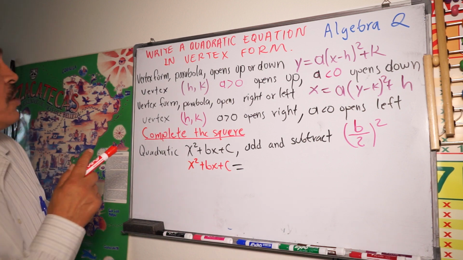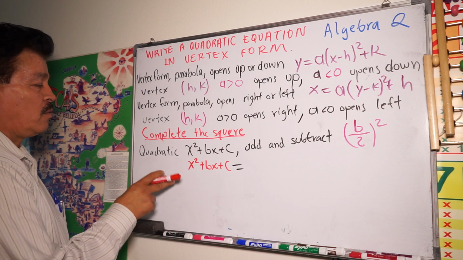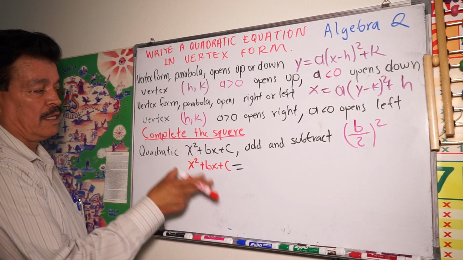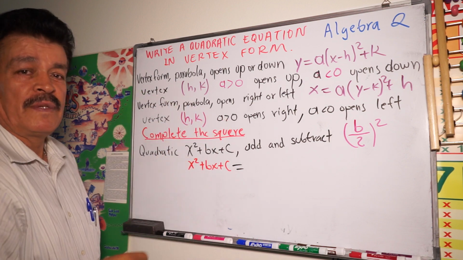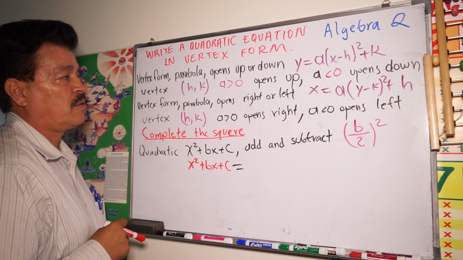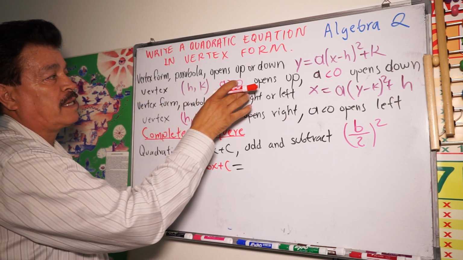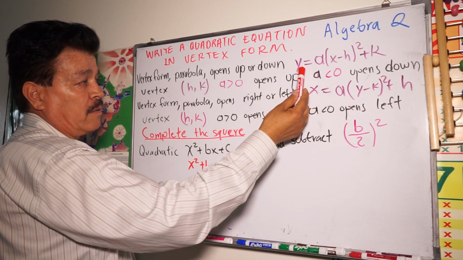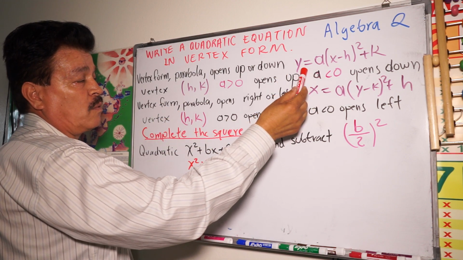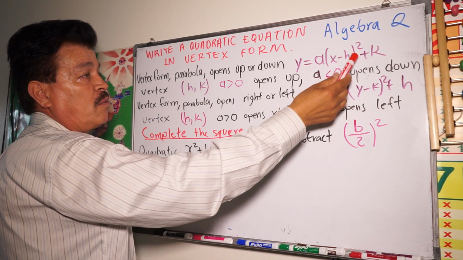Today we're going to show you how to solve a quadratic equation in this form. We have some concepts here before we start our class today. The vertex form parabola opens up or down if the equation is like this: y equals a times x minus h to the second power plus k.